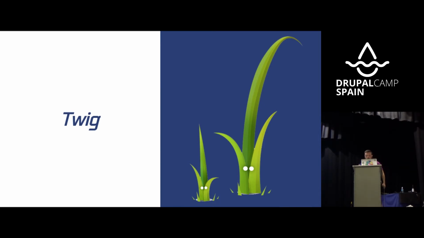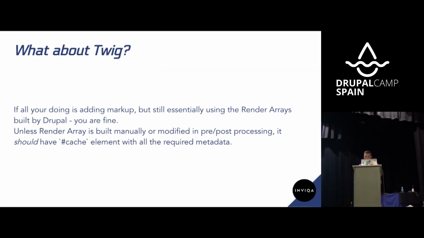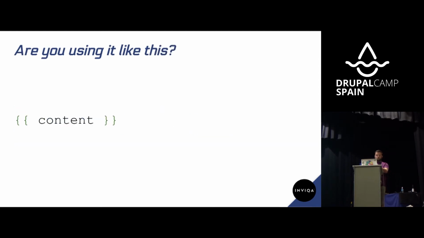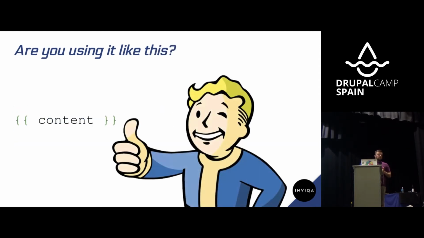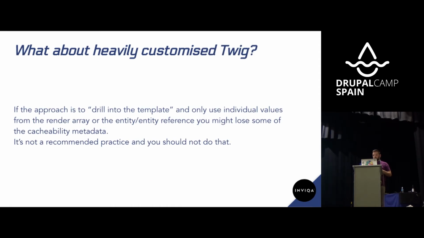And then we're going to Twig. With Twig, it's an interesting situation. If all you're doing is using Twig in the way that Drupal documentation suggests, you're absolutely fine. You don't have to worry about anything. It will be coming with the render arrays. It will be outputting them with the #cache element, and everything will be fine. So if you're just doing this, that's fine. You can switch on your phone and browse something for 15 minutes now.